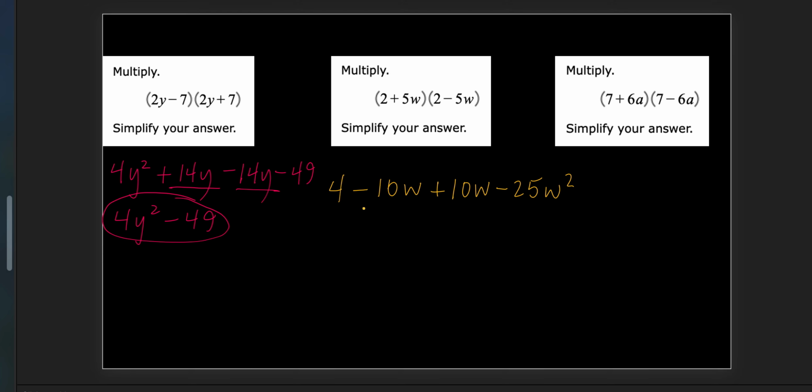And then you look at what you have. You have a negative 10w and a plus 10w, so those add up to 0. So 4 minus 25w squared is left.